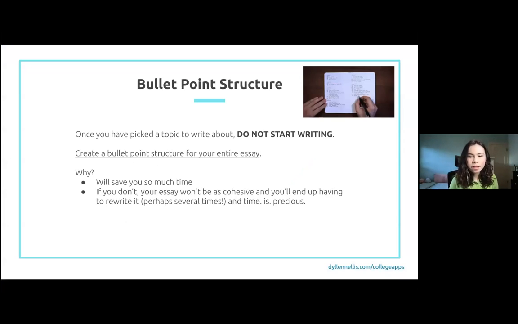So the first thing is bullet point structure. Once you already have a topic and you know what you're going to write about, you literally have to create a structure. Otherwise, your essay will not be as cohesive. You might start in one direction and end up somewhere completely different. It's just a matter of making sure your ideas are perfectly tied together. So create a bullet point structure for your entire essay, everything you're going to talk about in each paragraph.